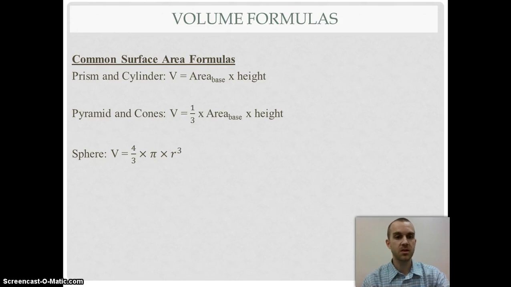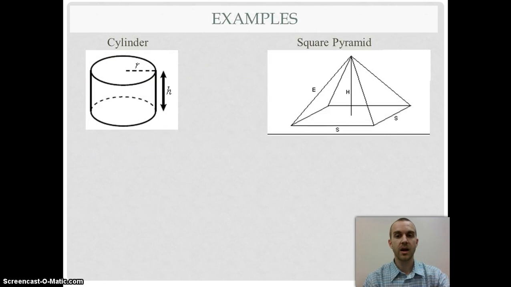For a prism or cylinder, the volume is the area of the base times the height. For a pyramid, it's 1/3 times the area of the base times the height. And for a sphere, it's 4/3 pi r cubed. Now, let's just put together what that means. If you find a formula sheet, normally you find specific formulas for these shapes.